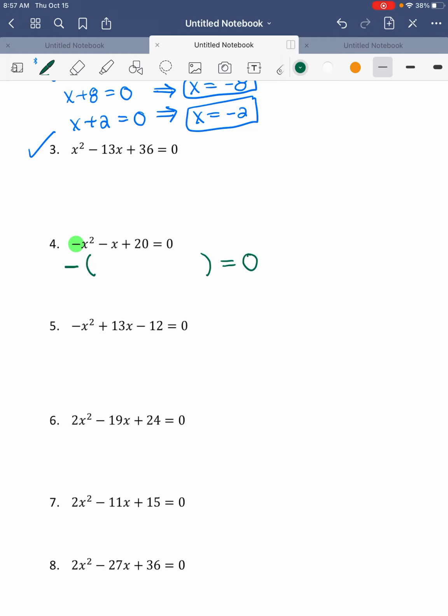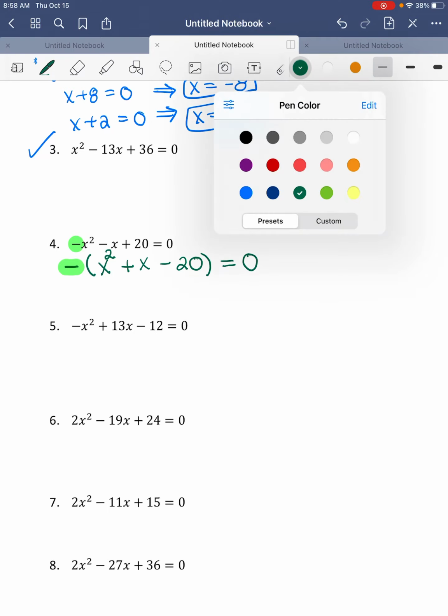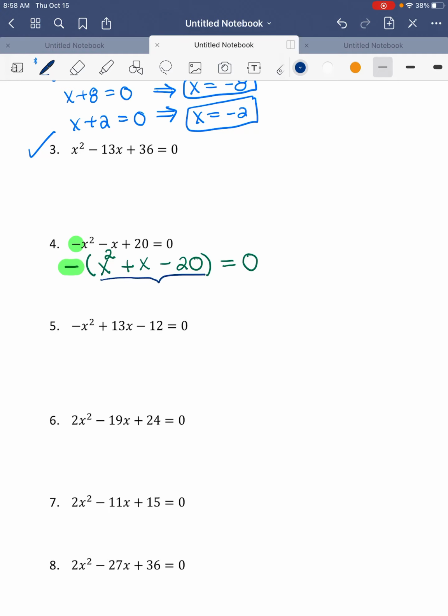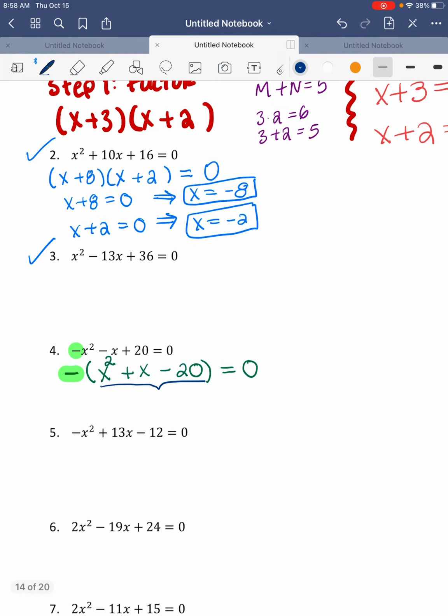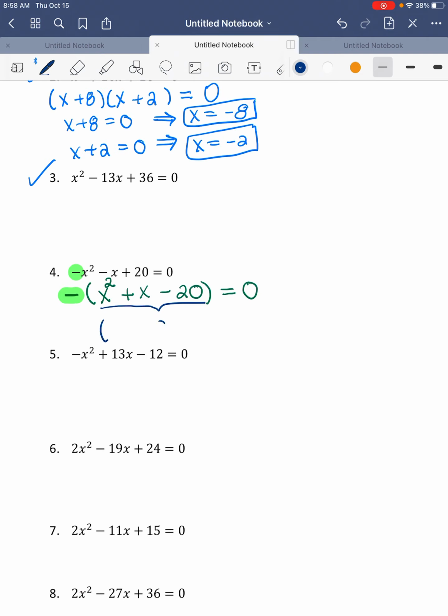If I'm taking out a negative, every single term changes sign. So for example, the negative x squared is now positive x squared. The negative x is now going to be positive x. The positive 20 is now going to be negative 20. I am changing the sign because I am taking out that negative. We didn't want the negative to be with the x squared. From here, it becomes easy because this is now the exact same thing or very similar to questions 1, 2, and 3, where you need to factor. Let's just not forget that you still have the negative in front that you cannot get rid of. It's there.